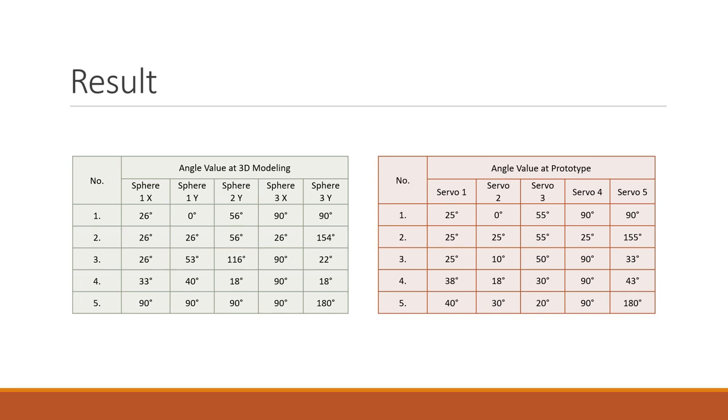First experiment is to move the robot. Is it able to move the desired position or not? We can see on the first experiment, sphere 1x moves with 26 degree on the modeling. Sphere 1y is 0 degree. Sphere 2y is 56 degree. Sphere 3x is 90 degree and sphere 3y is 90 degree. On the prototype, you can see it can move with a little bit gap.